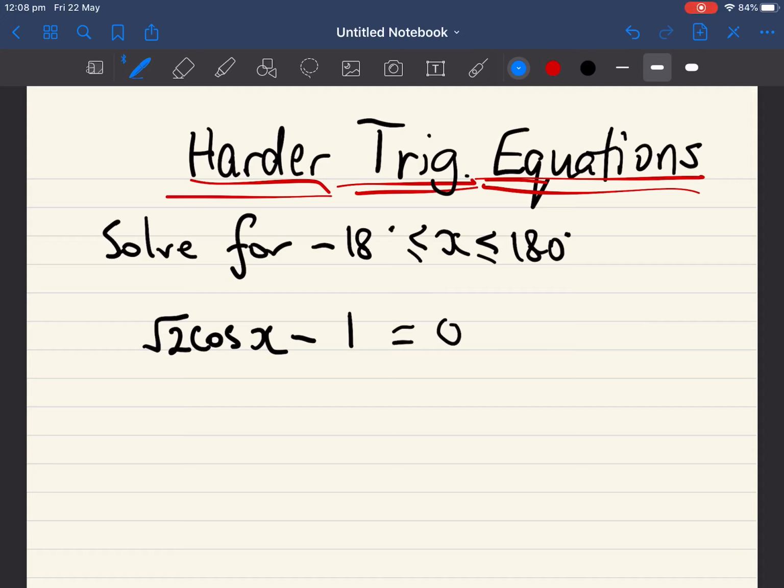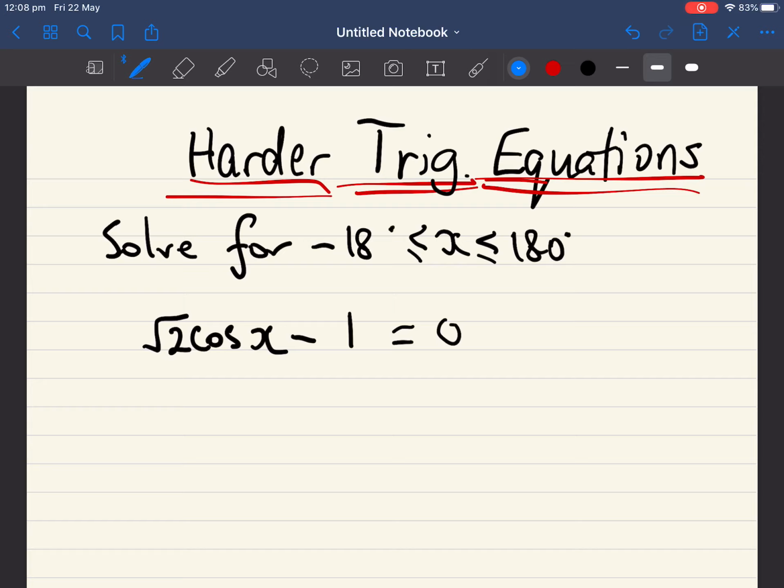Okay, so harder trig equations. Hopefully you've seen the first video. If not, please stop right now, go back, and watch the first trig equation video, because it covers the standard basic types and is crucial to this video. This video is just covering the different harder variations that can occur.